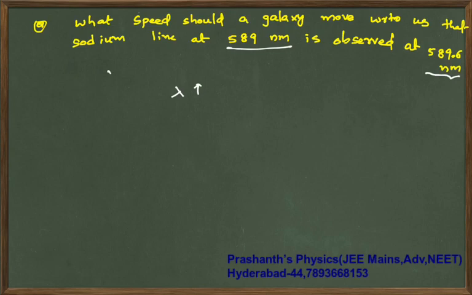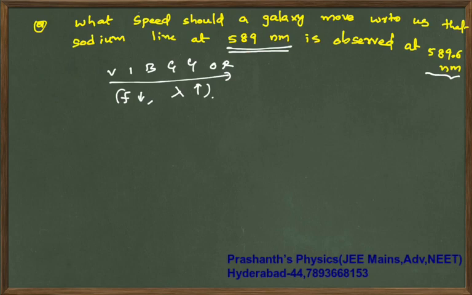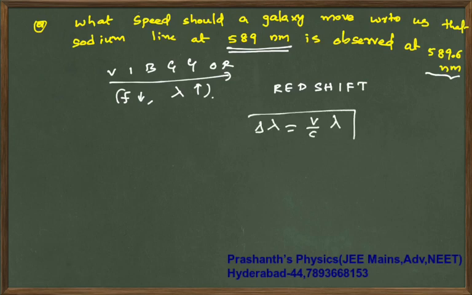Lambda is increasing. So I told you, when the source is moving away, frequency decreases, wavelength increases. So obviously from 589 to 589.6 nanometer, what shift is it? It is red shift. So your formula delta lambda is equal to v by c into lambda is the formula that you are supposed to use. And if wavelength is increasing, lambda red minus lambda original, because it is increasing, it must be equal to v by c times lambda.